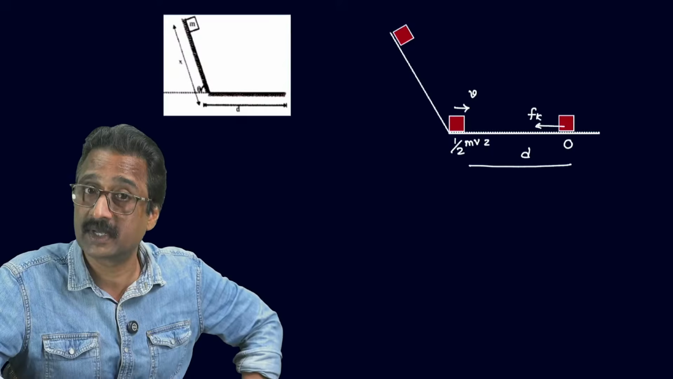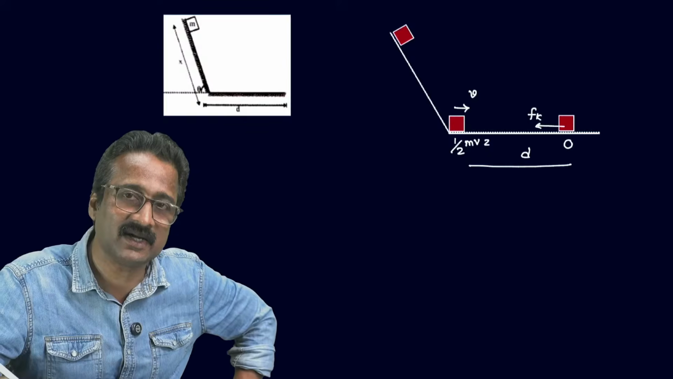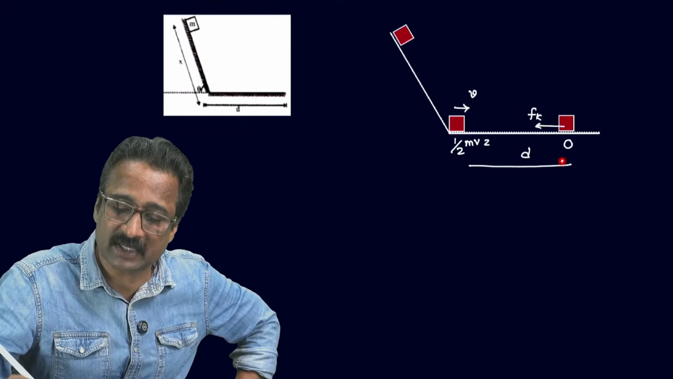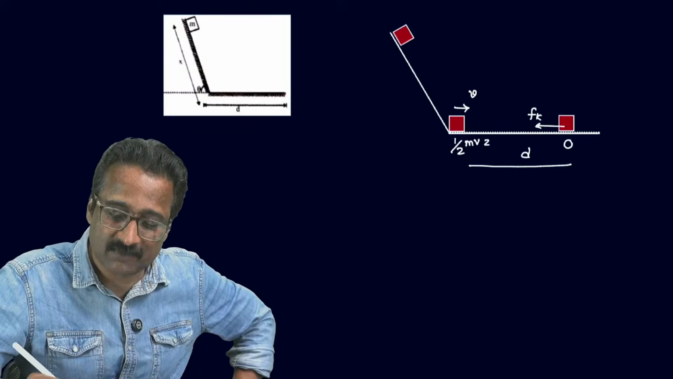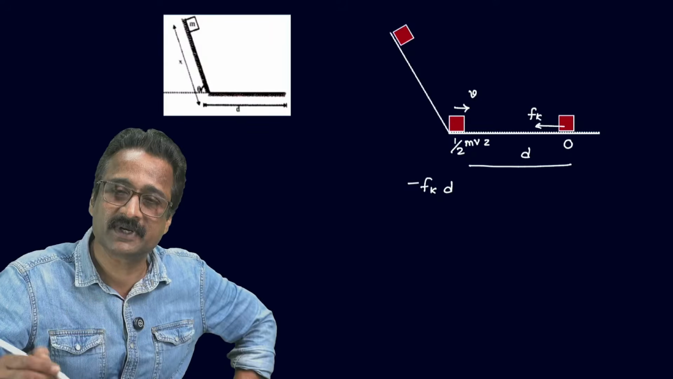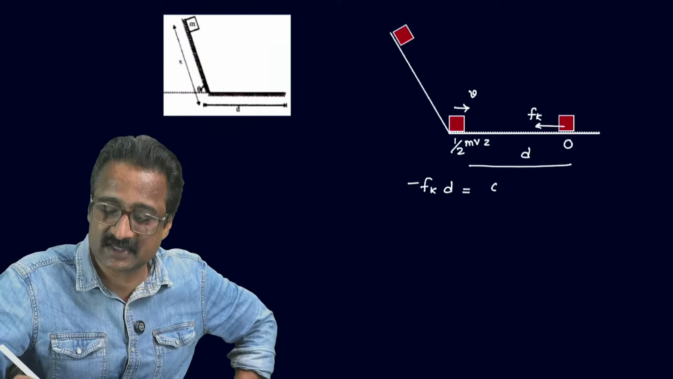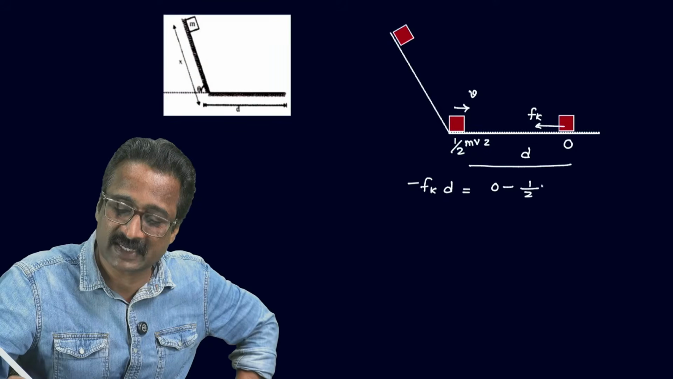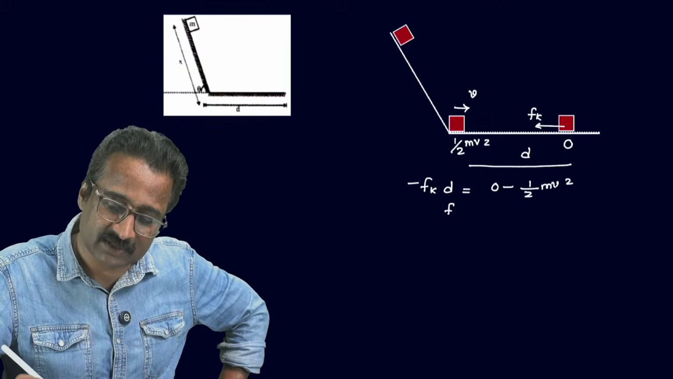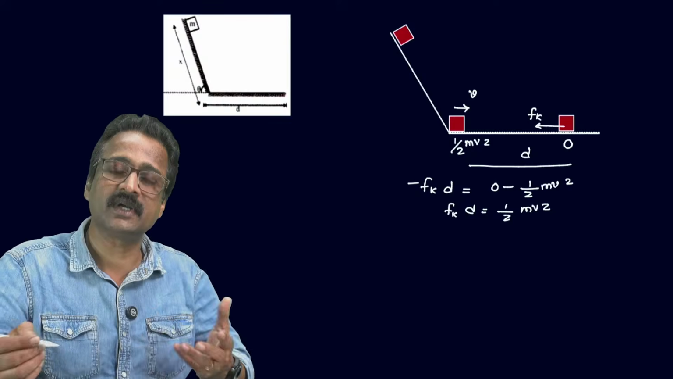Now let's apply the work energy principle. Total work done by all forces on the body is equal to change in kinetic energy. Let us see what is the work done by the frictional force first. Fk is acting backward but d is forward. Therefore, the work done by the frictional force is Fk into d, but it is minus because friction is backward and the body is advancing forward, and that is equal to the change in kinetic energy. Change in kinetic energy means final kinetic energy minus initial kinetic energy. So it is 0 minus half mv squared. The negatives cancel to give you Fk into d is equal to half mv squared. This is the work energy principle.